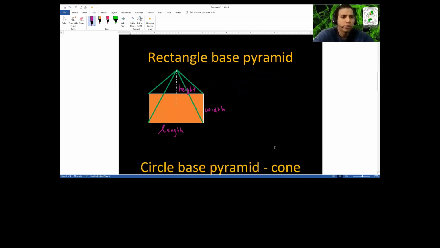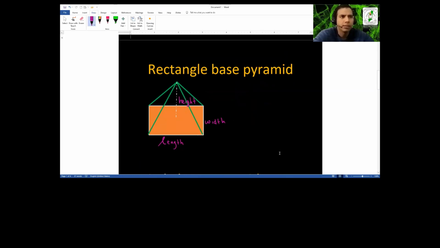Now we want to focus on a rectangle base pyramid. Slightly different. The length, or one of the sides, is longer. For a rectangle base pyramid, we have a rectangular shape. So we have the length, the width, and the height. Length times width is the area of the rectangle. So let us get a few measurements here.